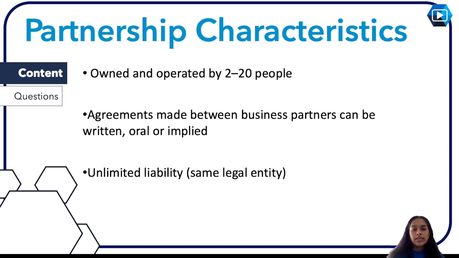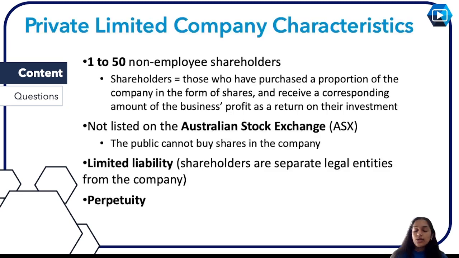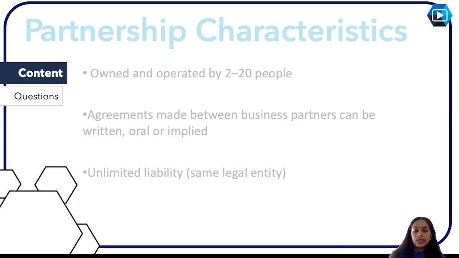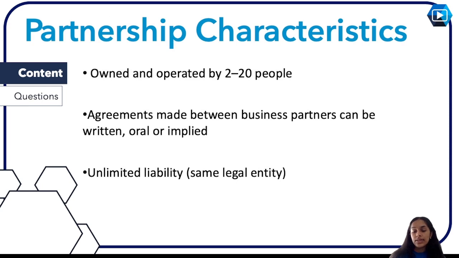Agreements made between business partners can be written, oral, or implied. And like a sole trader, it's also subjected to unlimited liability. Essentially, owners are regarded as the same entity as the business. Therefore, if the business liquidates or falls into debt, the owners of a partnership will be held personally liable to compensate for that.